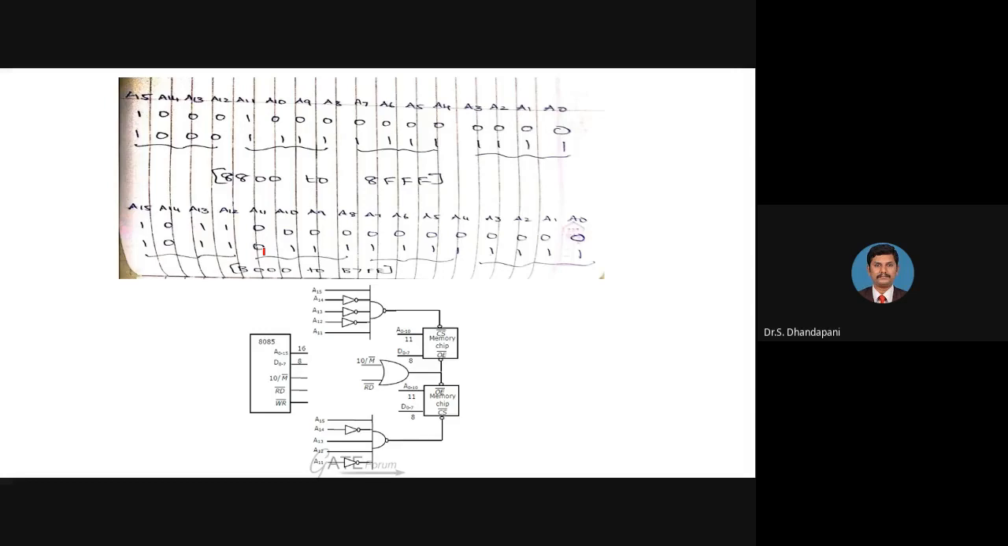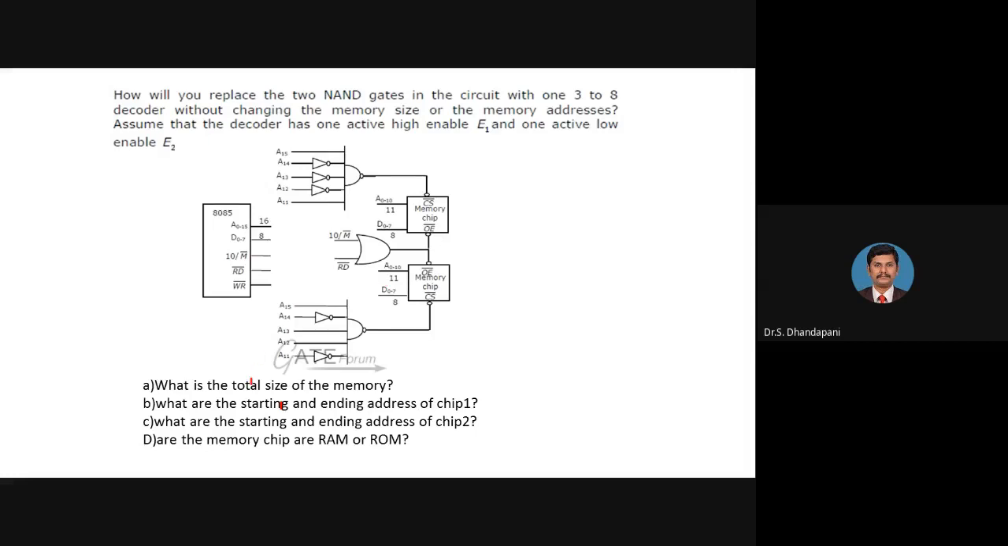If you convert to hexadecimal, the first four bits 1011 is B, all other values are 0. So B000 is the starting address. For the ending address, 1011 is B, 0111 is 7, then 4 ones are F, another 4 ones are F. So for the second IC, the starting address is B000, the ending address is B7FF.